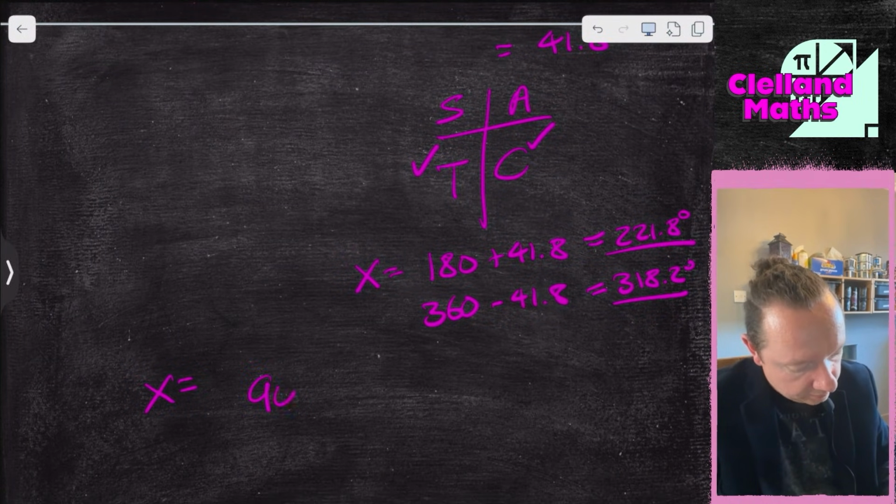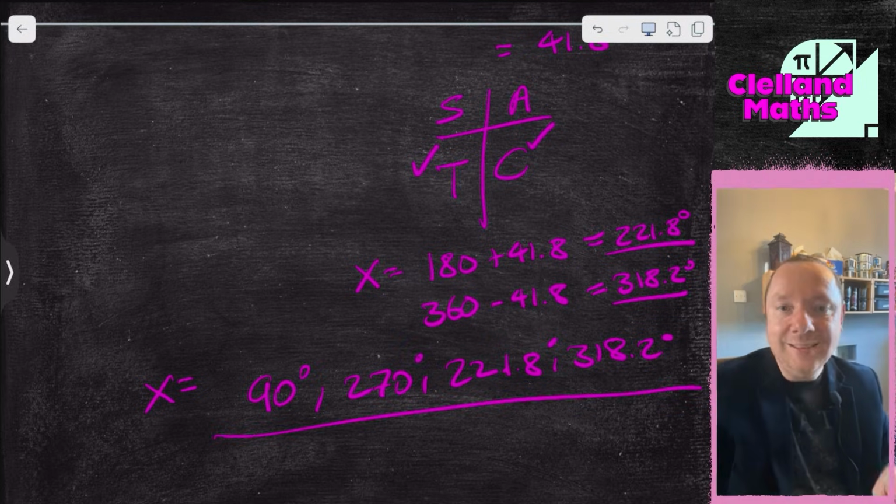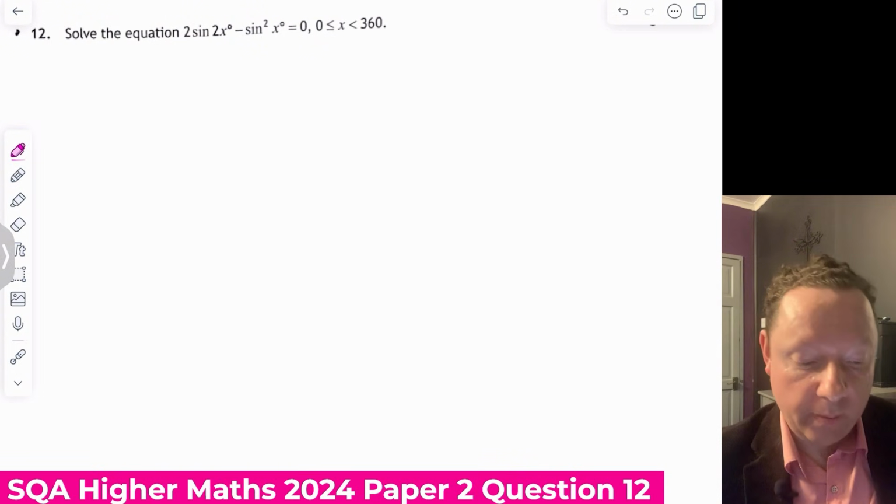90, 270, 221.8, and 318.2 degrees, all degrees. And we're done there. SQA Higher Maths 2024, paper 2, question 12.